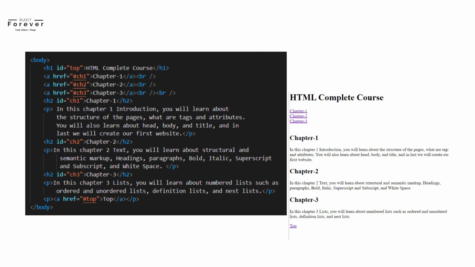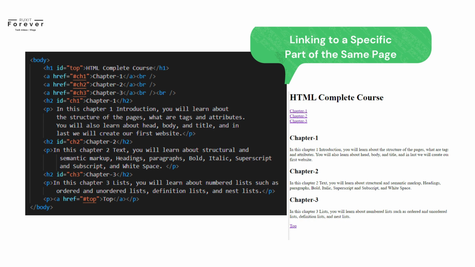To link to an element that uses an id attribute, you use an a element again. But the value of the href attribute starts with the hashtag symbol, followed by the value of the id attribute of the element you want to link to. In this example, a href equals hashtag top links to the h1 element at the top of the page whose id attribute has a value of top.